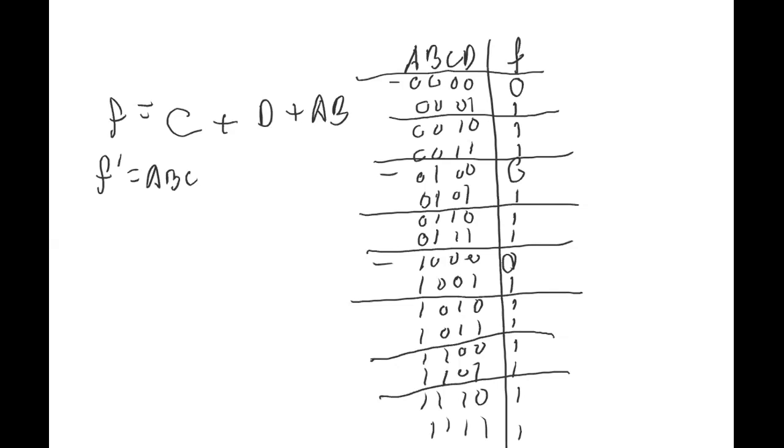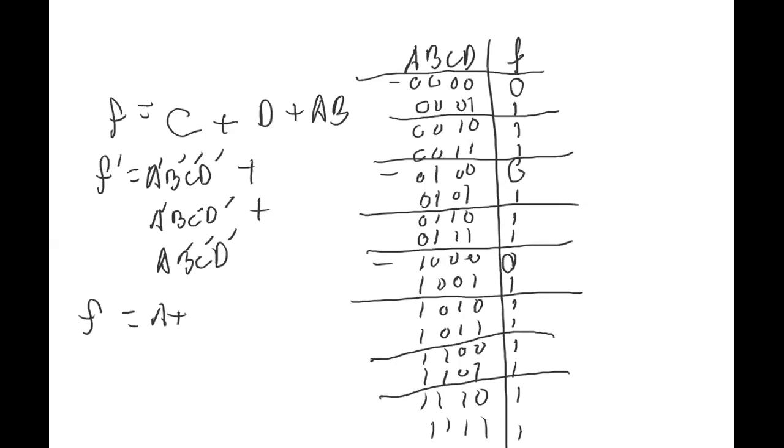A, B, C, D, all 0, or A, B, C, D with a prime on everything except for B, or A, B, C, D with a prime on B, C, and D, and that's it. And if that's F prime, then F must be that inverted, and I could certainly invert it, but then instead of a sum of products, I'd have a canonical product of sums, which is cool.